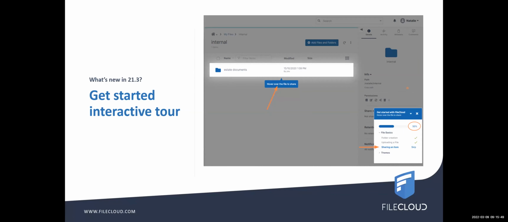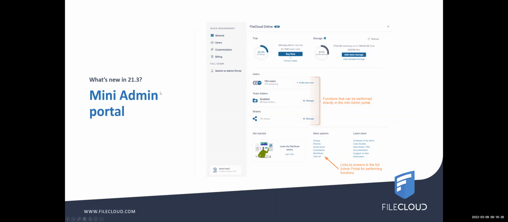And there are two changes that are very specific to FileCloud Online. That is, when you create a trial and you are using FileCloud for the first time on the admin UI, you're going to get an interactive tour that is going to show you how to use FileCloud. So you're going to be following steps like creating a folder, uploading a file, sharing an item, changing the theme. All that interactive tour is available now on FileCloud Online. And the other thing that you have is a mini admin portal.